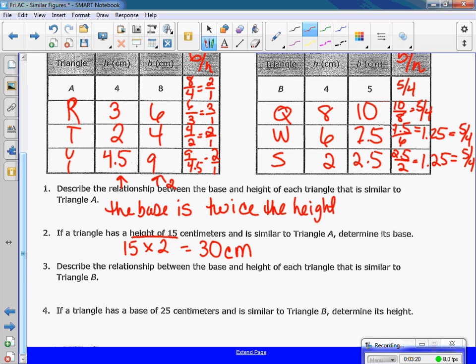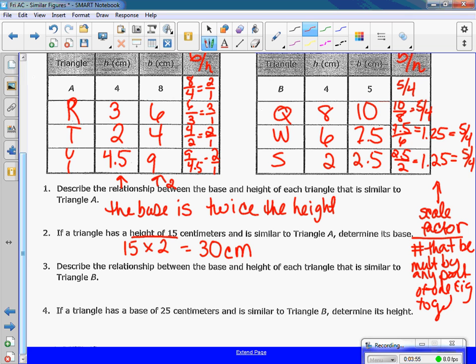Describe the relationship between the base and the height of each triangle that is similar to triangle B. Well, it's 5 to 4. So what this actually is, is a scale factor. A scale factor is a number that can be multiplied by any part of one figure to get a part of the other.